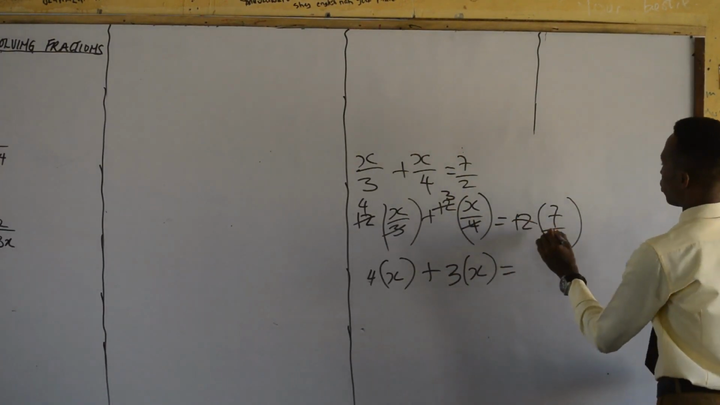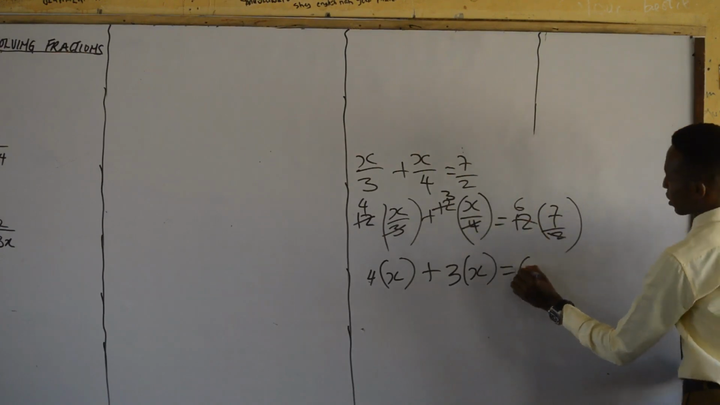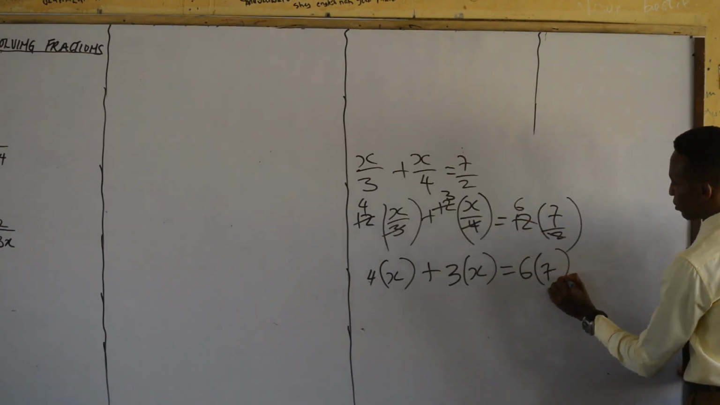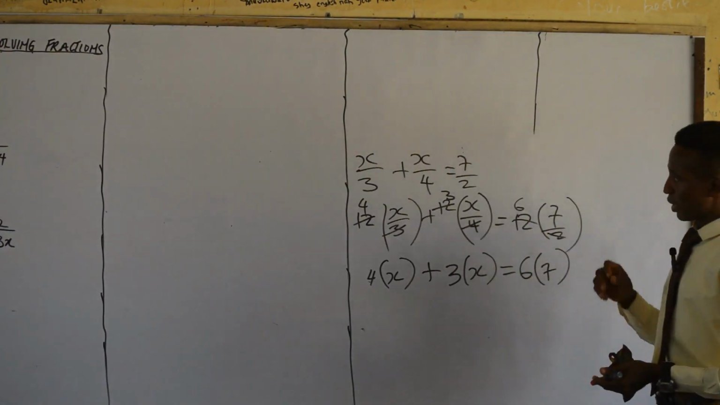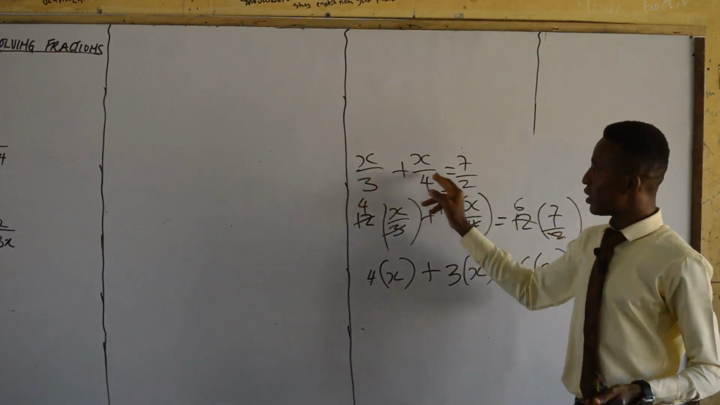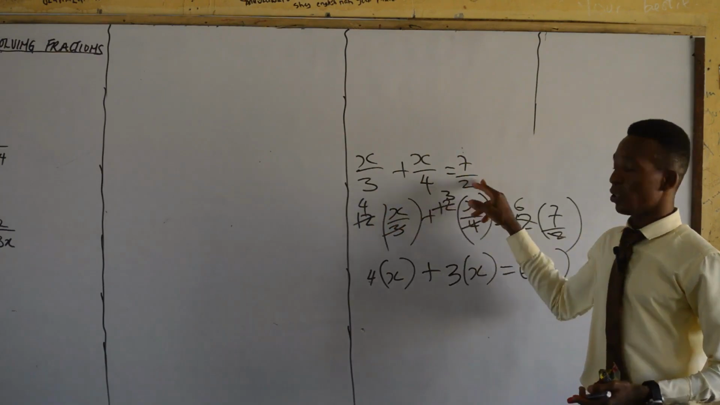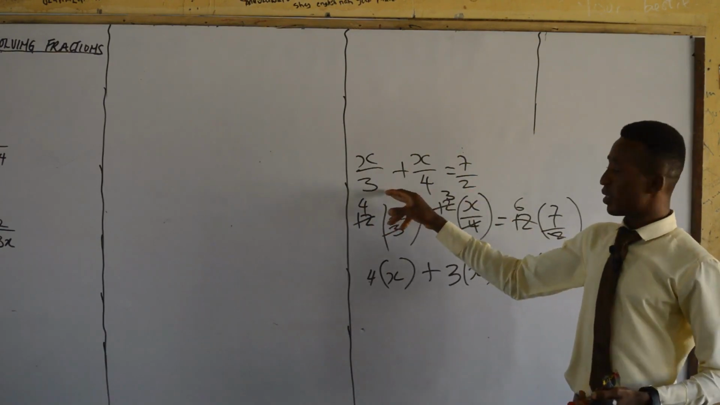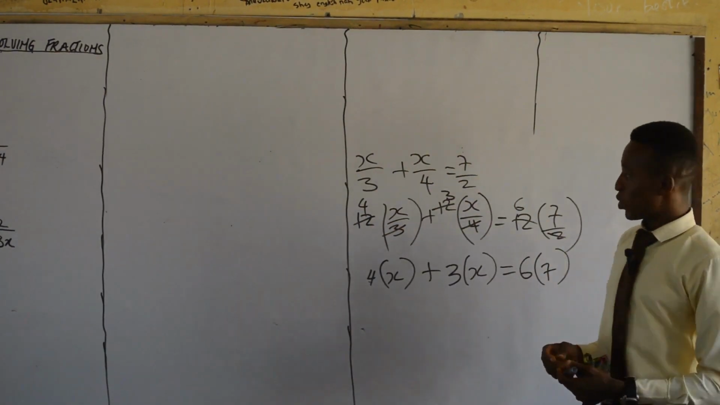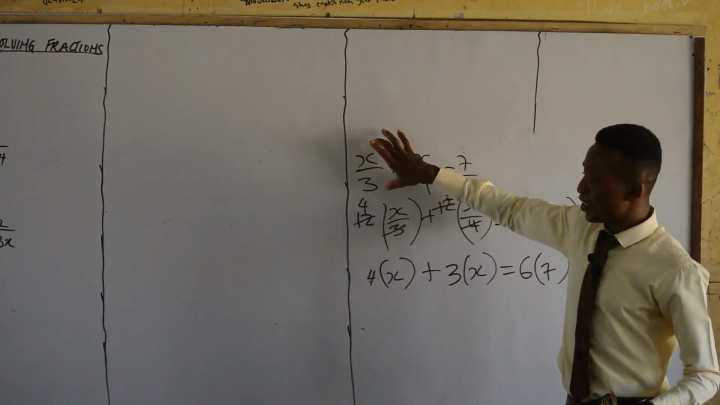Everything equals 6 into bracket 7. Let me explain that again. We started with the original question. Write out the question, then find the LCM of 3, 4, and 2. After finding the LCM of 3, 4, and 2, we got our answer as 12. So we use the 12 to multiply each of the values.